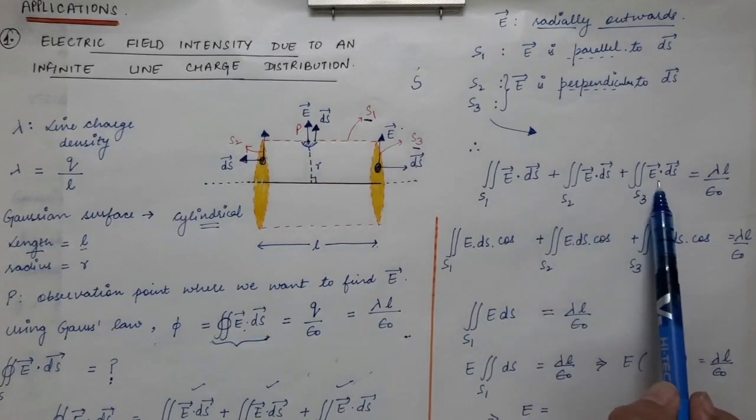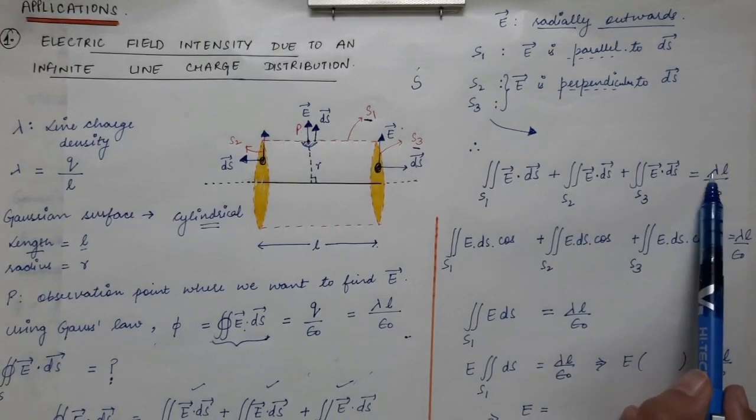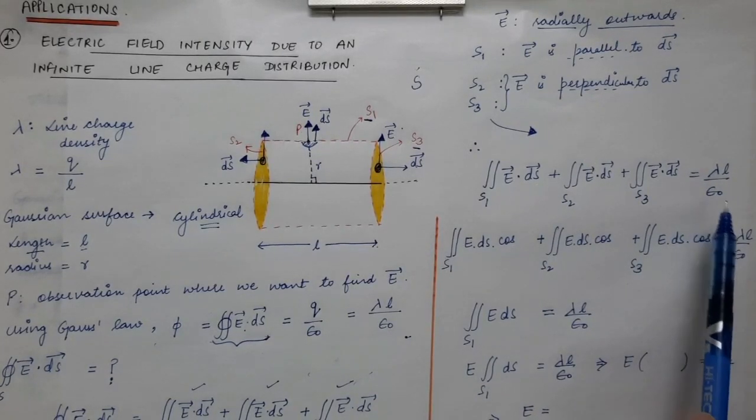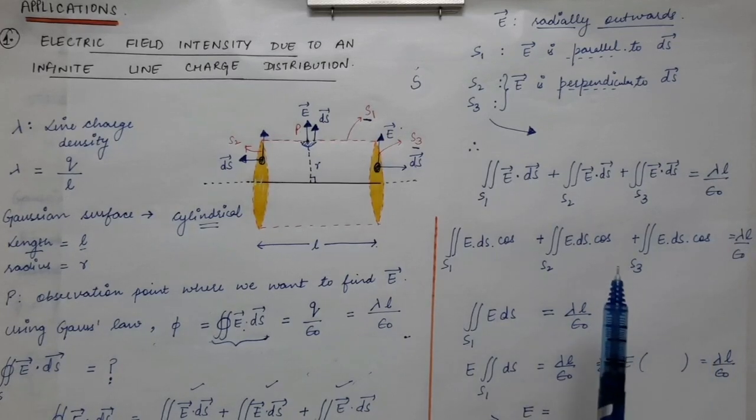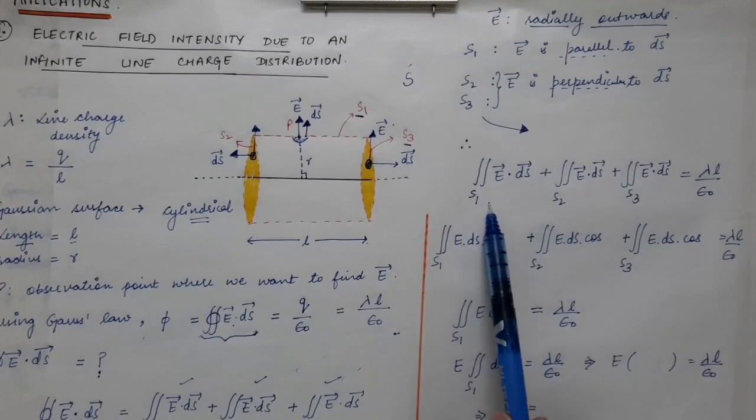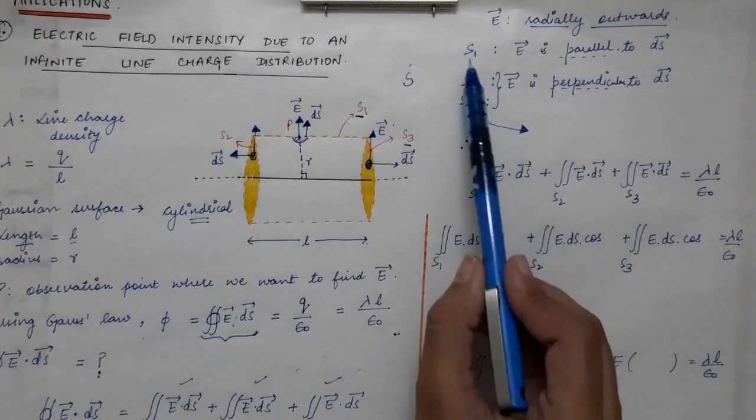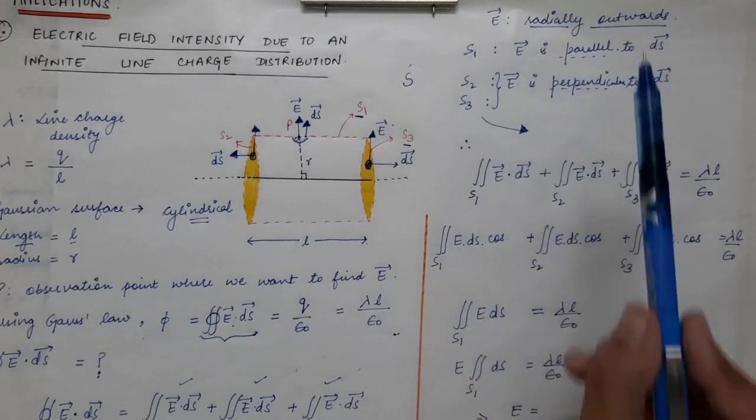So these three open surface integrals, their summation will be equal to lambda into L divided by epsilon naught. Now we will evaluate these integrals. As we had said, for the S1 surface, which is the curved portion of the cylinder, E is parallel to ds.